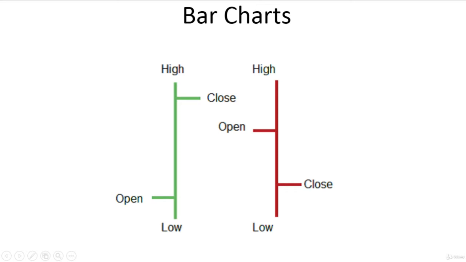On the right-hand side you see a red bar. On the left-hand side you see an open, on the right-hand side you see a close, at the bottom it shows the low, and at the top it shows the high. The green or red color depends upon the open and close. If the close is greater than the opening price, it shows green, a positive movement. If the closing price is less than the open, it shows in red, a negative formation.